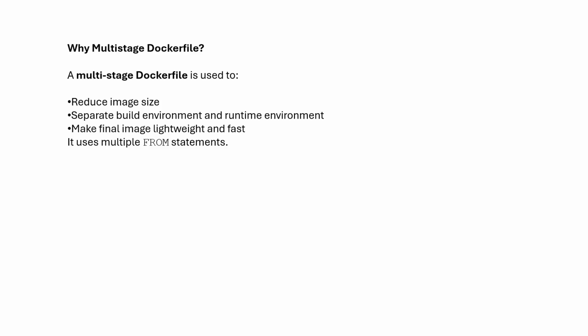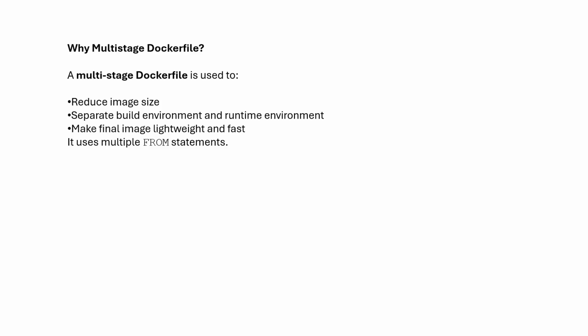So what will happen in a multi-stage Docker build? A multi-stage Dockerfile will reduce the image size. For example, if it is like 1 GB, it will reduce to like 100 or 200 MB. It will have separate build environments and runtime environments, and the final image which is created will be lightweight and fast.